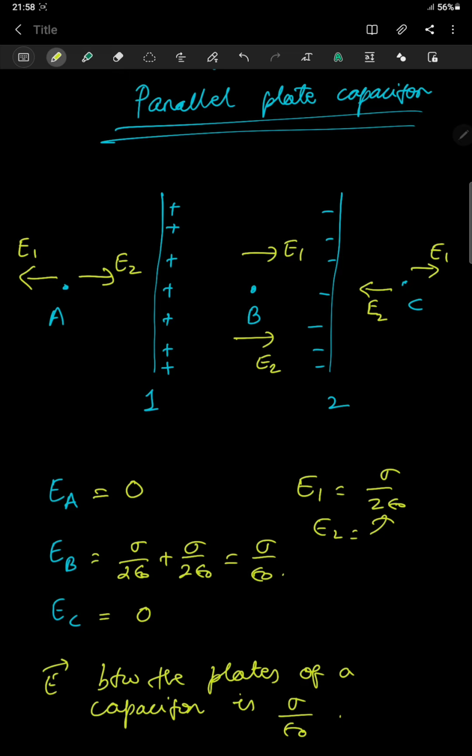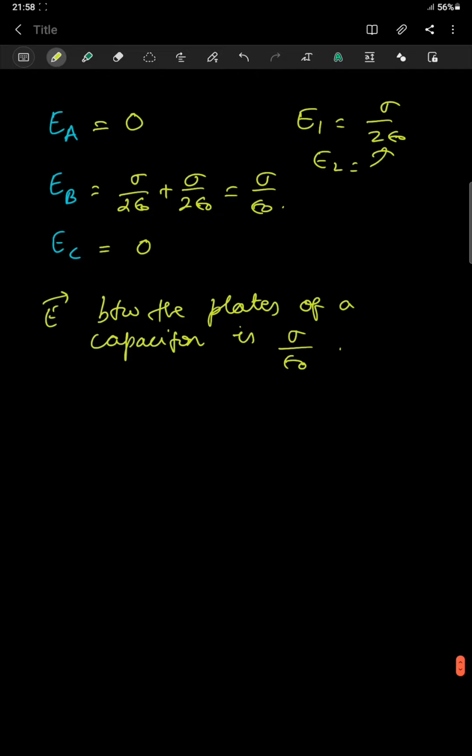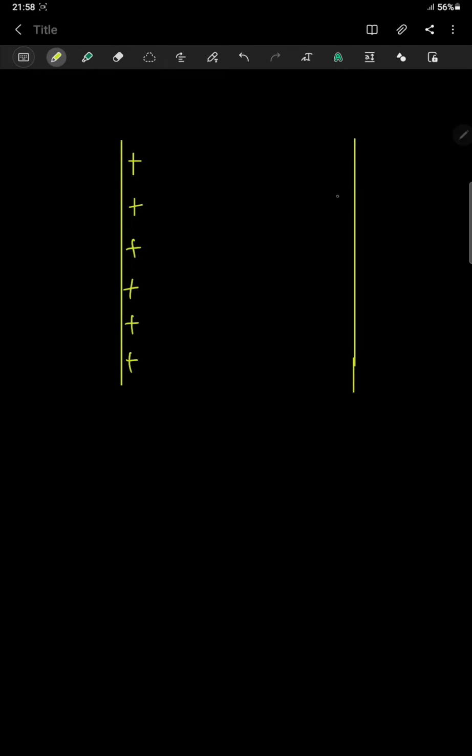Okay, so now we will derive the expression for the capacitance of a parallel plate capacitor. For that, what we need to do is take a parallel plate capacitor. Let us take a parallel plate capacitor here, like this. Now one of the plates is positive, the other one is negative, plus Q and minus Q.